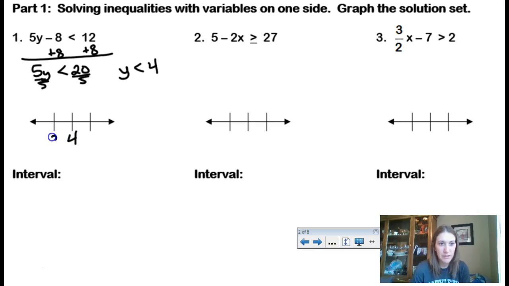So 4 in the middle of the number line, everything less than it would be shaded to the left. And then because it does not have an equal to bracket, we do not include 4 as a solution. So writing my interval notation answer, I start over here on the left, which, think about who lives way down here, is negative infinity. So negative infinity to 4.